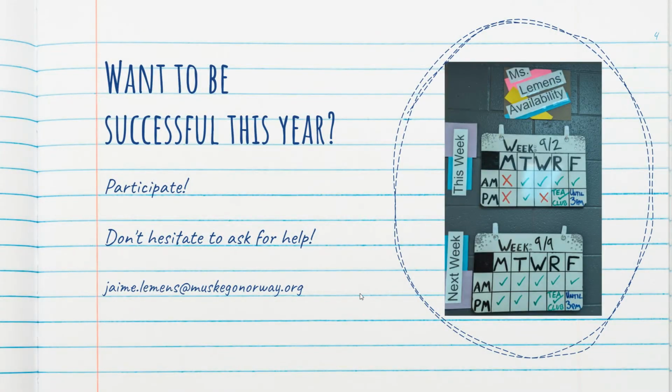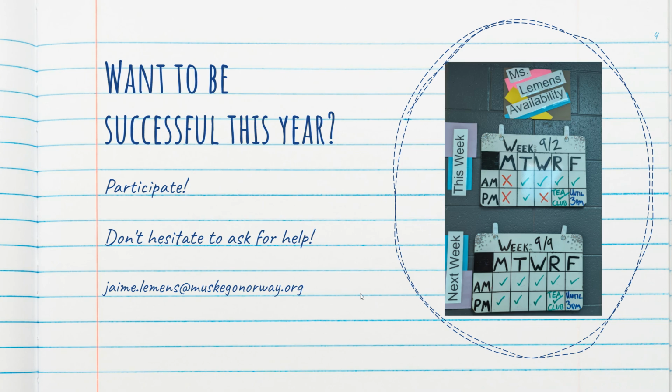So if you want to be successful this year, the best thing that you can do for yourself first and foremost is to participate a lot during class. Take advantage of the time you have in class. Ask those questions, answer those questions, even if you're not sure if it's correct. Put yourself out there, stay engaged, participate.